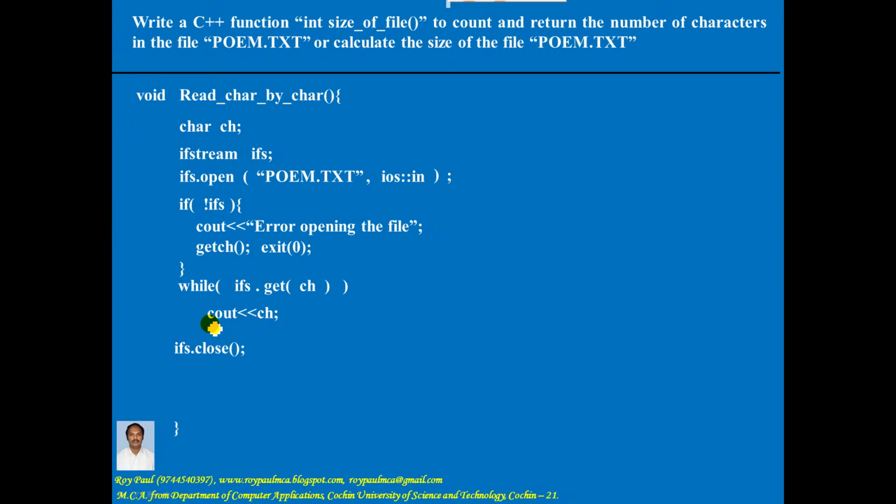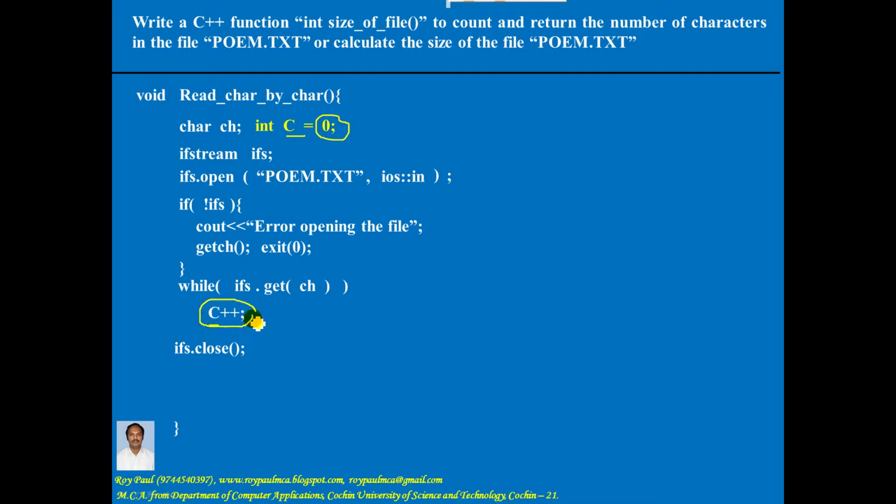Now, the changes to be made in the formula. Instead of displaying each and every character, I want to count the number of characters or calculate the size of the file. They are the same. So if you want to count each and every character, the cout must be replaced with c++. Now c should be declared as an integer variable, and it must be given the initial value 0.